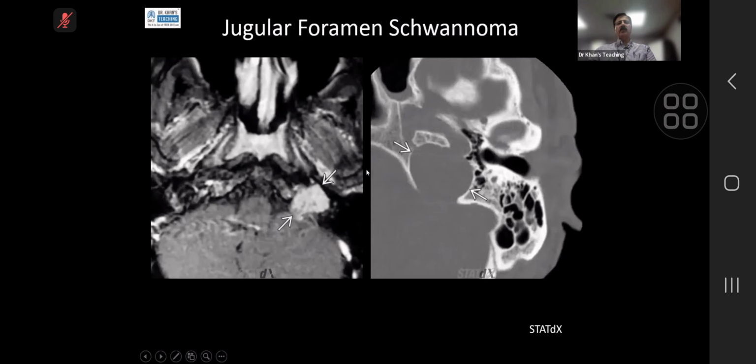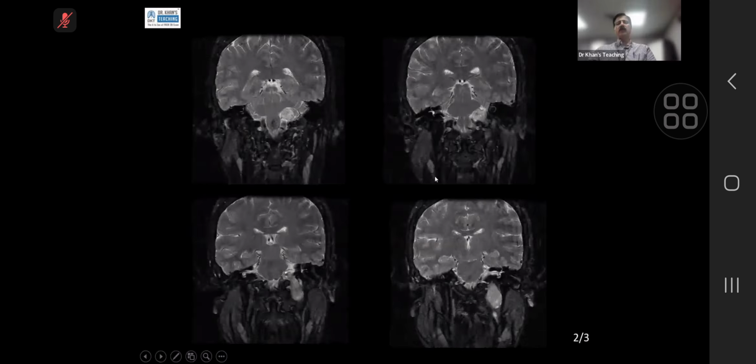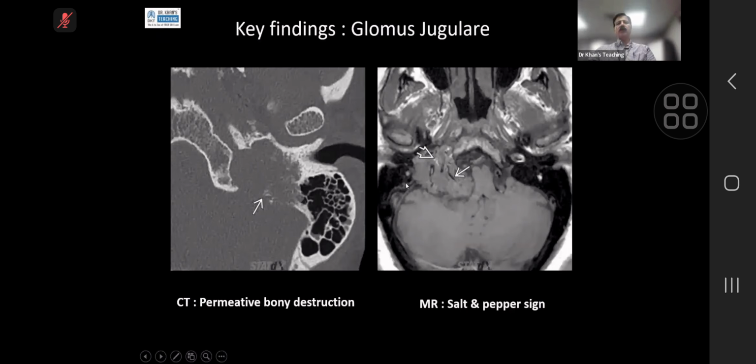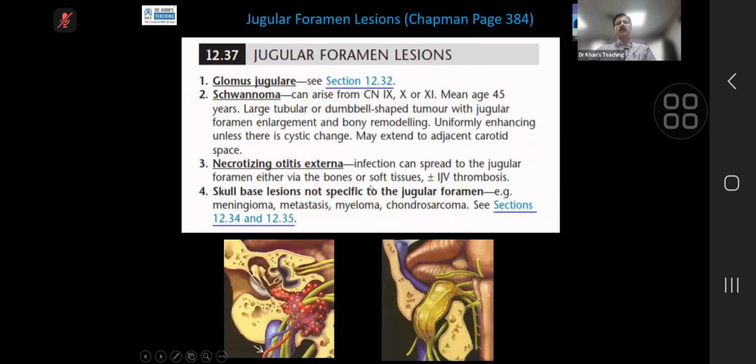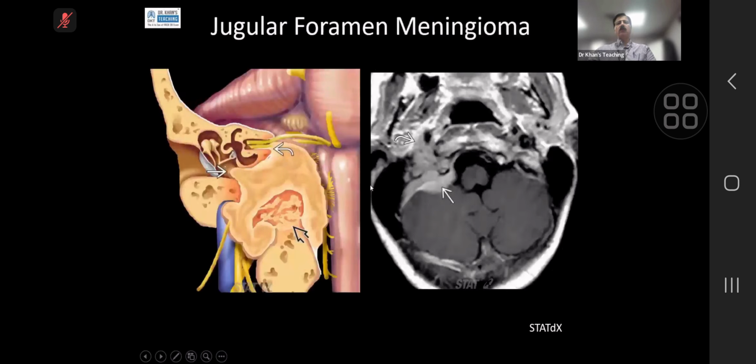And this is an example from StatDx. Look at this, how it has caused expansion. On the other hand, you remember this picture of permeative bony destruction. So this is how you differentiate between the two. And these are the top two differentials for jugular foramen masses.